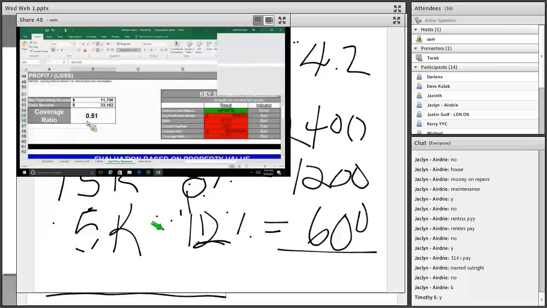We want it to be 1.2, 1.3, 1.4, which means we're bringing in enough money to cover the cost of it. Now you see the cap rate hasn't changed at all. Nothing's happened to the cap rate. Right? The cap rate's the same. This has changed for us.